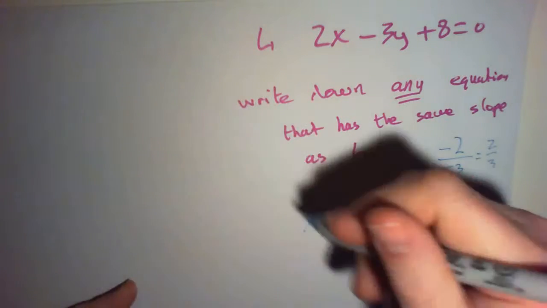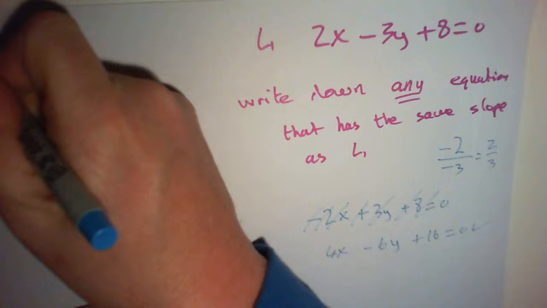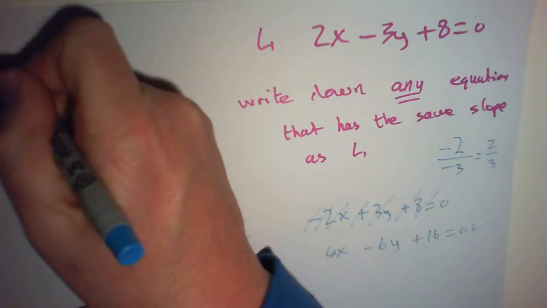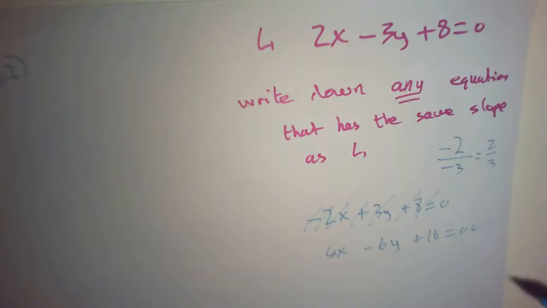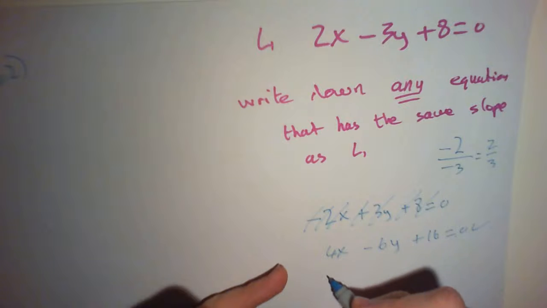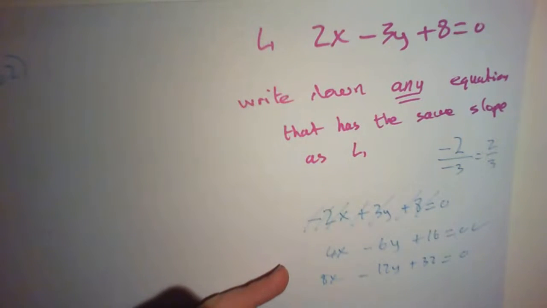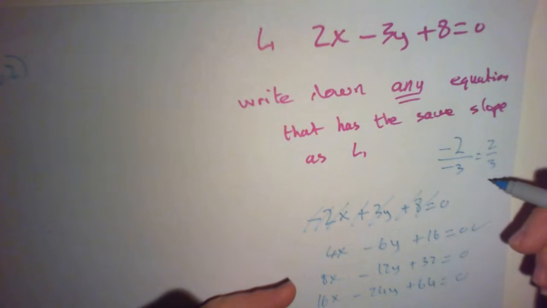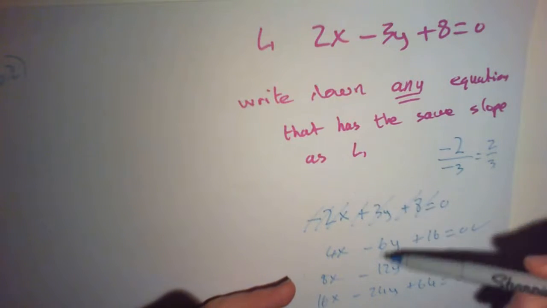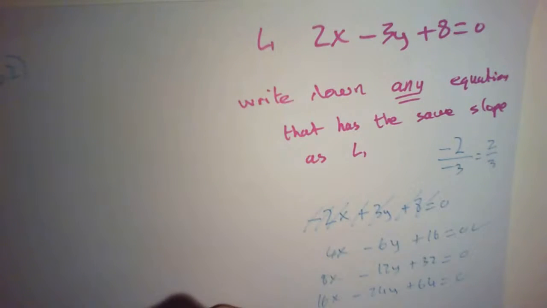If one of these particular ones had the point 4 and 2. So imagine I wrote down another one. Let's double this one up: 8x minus 12y plus 32 equals 0. I could double this up again: 16x minus 24y plus 64 equals 0. They're all going to give me the same slope. The question is, which of them will contain that point?